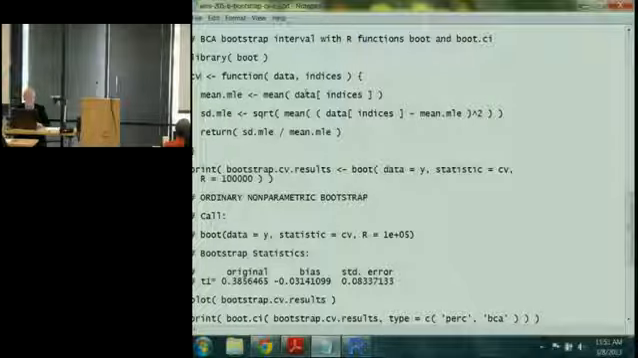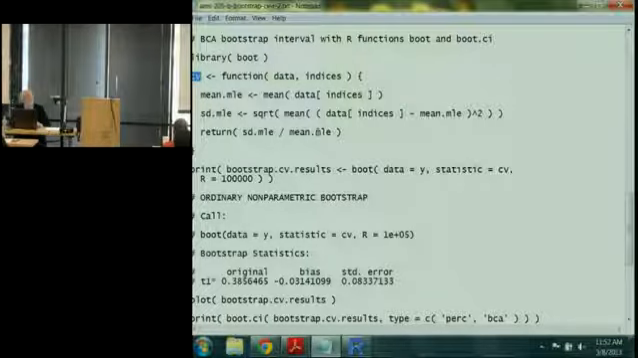But the function has to be set up in a very special way for the boot function to work. And then I run the boot function, and I say data equals my actual data vector y, statistic equals the name of the function that I'm going to be trying to bootstrap, and then I tell it how many times I want to do it. I use the symbol capital M, but the boot people use the symbol capital R for repetitions or replications. So you would have thought all I have to write for the coefficient of variation function is function of the data, and you just calculate the mean of the data and the square root of the variance, and then return the SD divided by the mean.